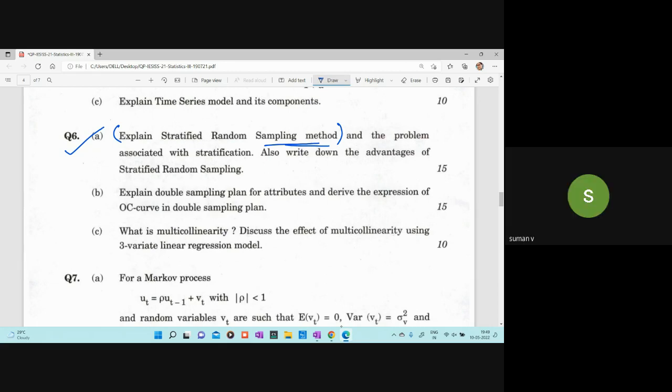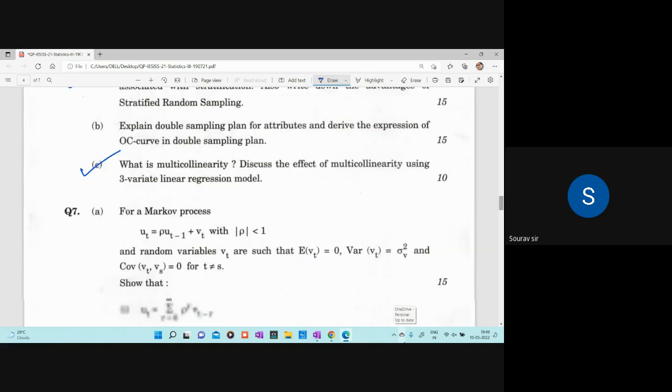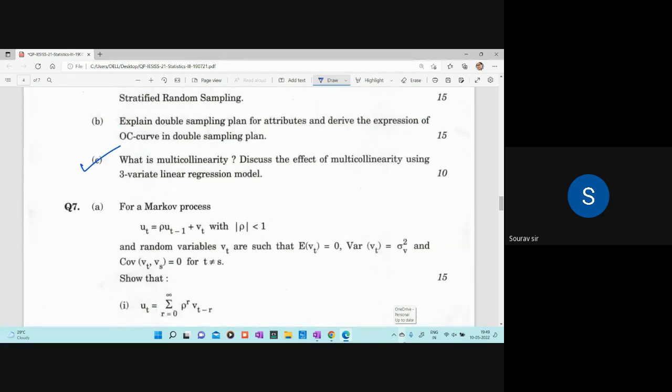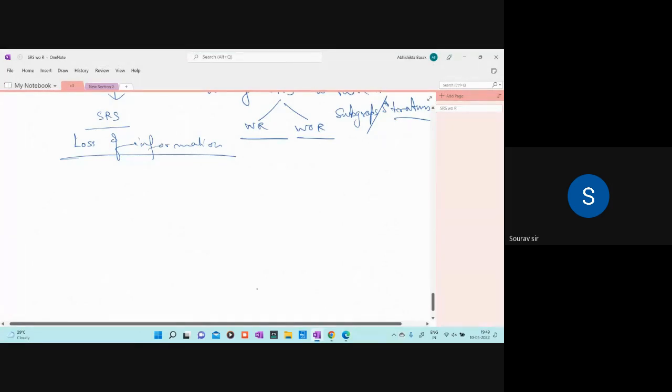Ma'am, the multicollinearity problem. Yeah, I was just about to select this one, since we have only 10 minutes in hand, I would like to discuss this. Now, do you know what is multicollinearity? Yes, ma'am. Can you just define it in your own way, whatever you know? It's correlation between independent variables. No, correlation is different. Multicollinearity is different.